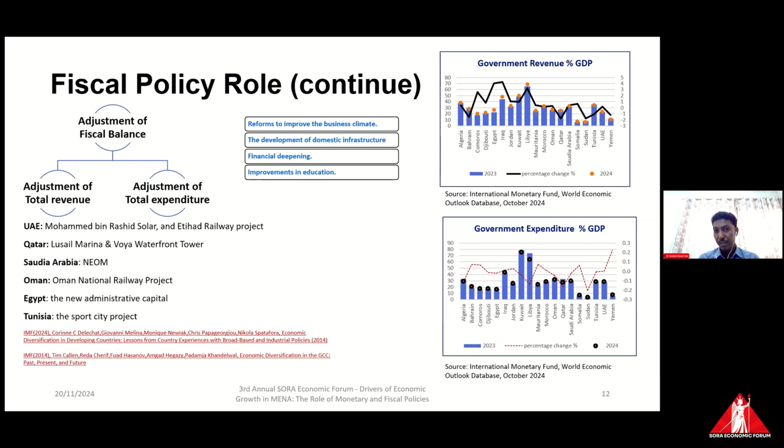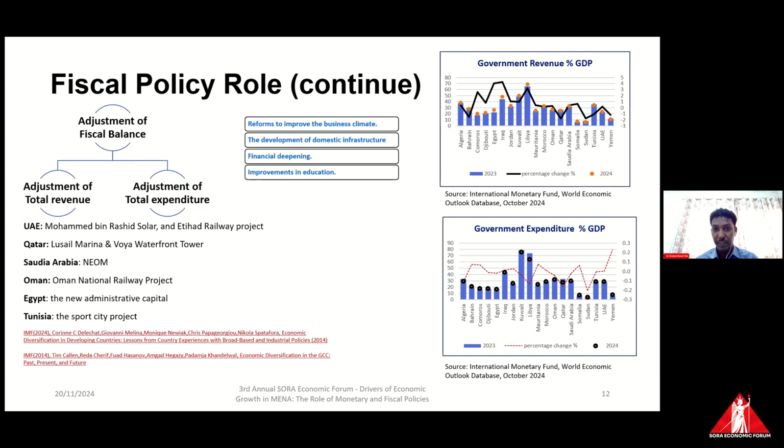The question of how to build a buffer depends on different factors. For example, the countries that need to build a buffer need to do some economic reform in terms of the business climate, or to improve the education level, or, for example, work on the financial system and make it as deep as in advanced economies, or, for example, try to develop the domestic infrastructure for these countries.